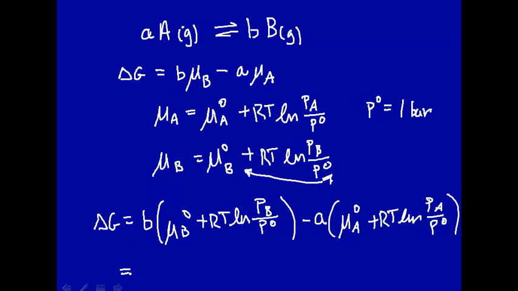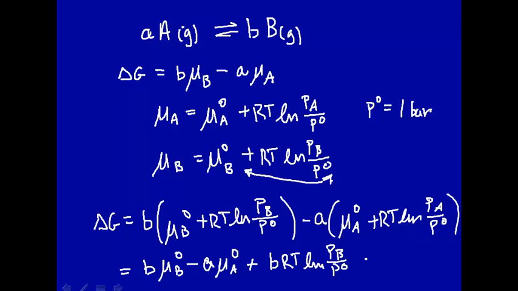Let's rearrange this equation a little bit. Let's call this B times the chemical potential of A minus A times the standard state chemical potential of A. So I took that term and that term and put them over there. And then this will be B RT natural log of PB over P0 minus A RT times the natural log of PA over PA0. Okay, so let's continue on here.